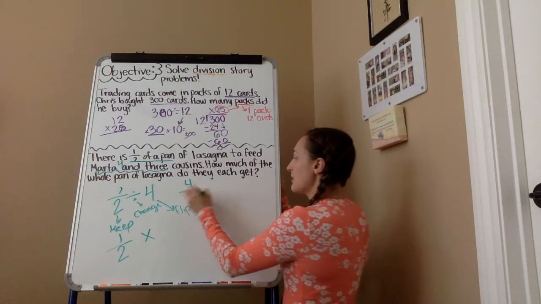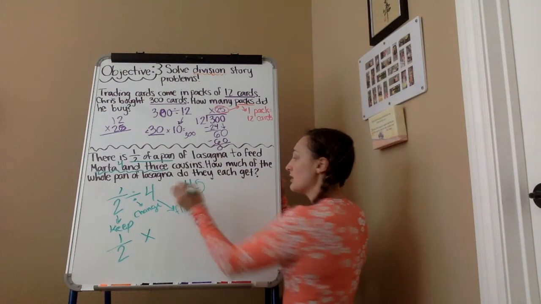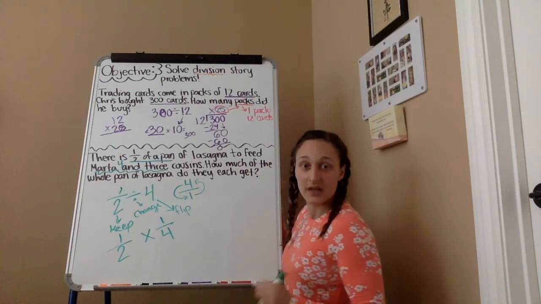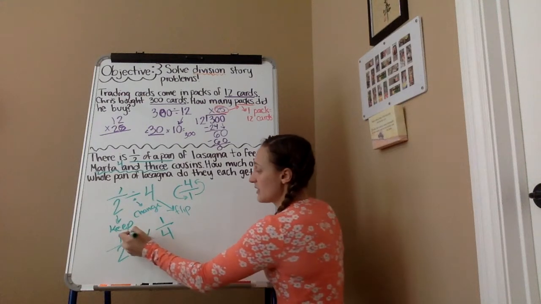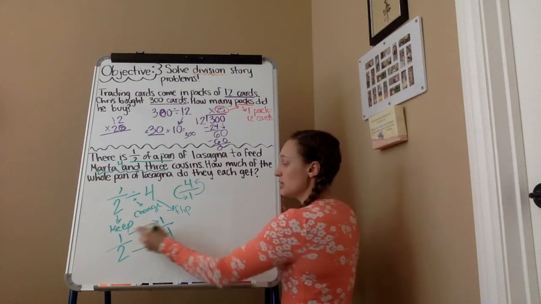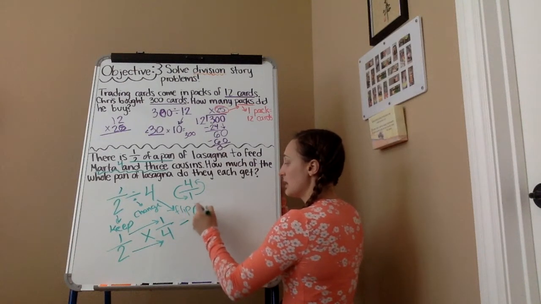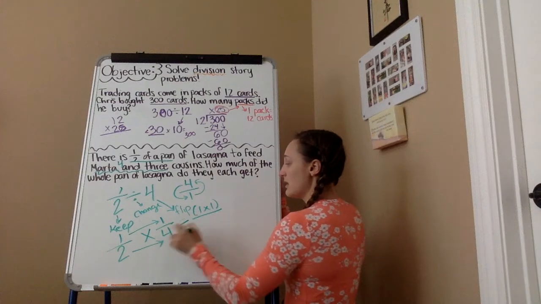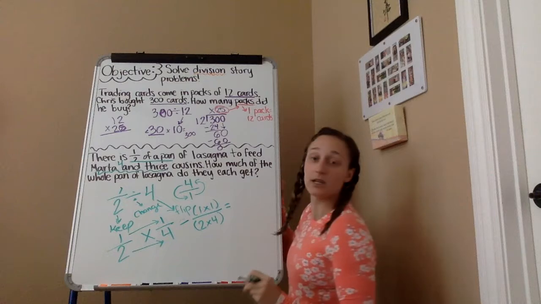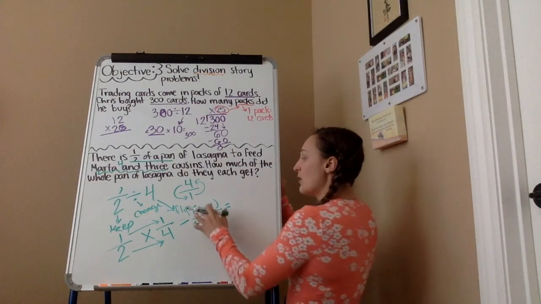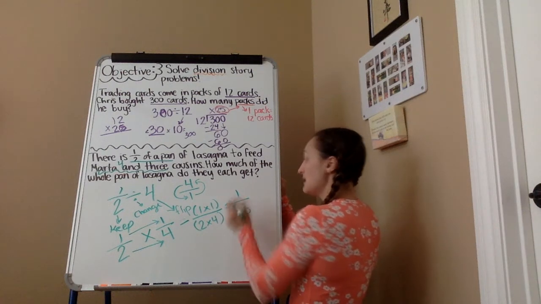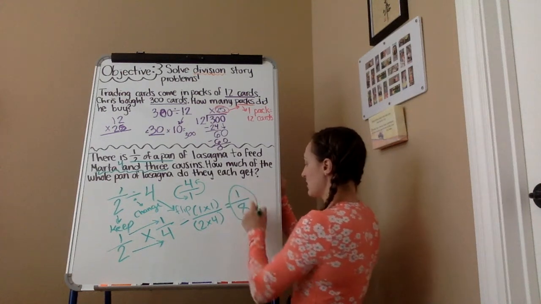So when I flip this, that means the 1 is going to become the numerator, and the 4 is going to become the denominator. Now all I have to do is multiply. I'm going to multiply straight across. 1 times 1, and then 2 times 4. I'm only rewriting this because it was looking a little messy with all my arrows. 1 times 1 is 1, and 2 times 4 is 8, to give me my answer 1/8.